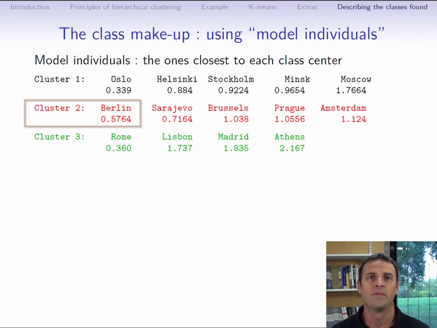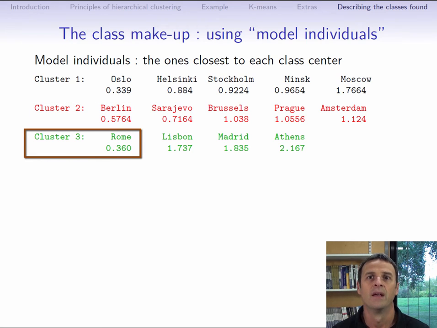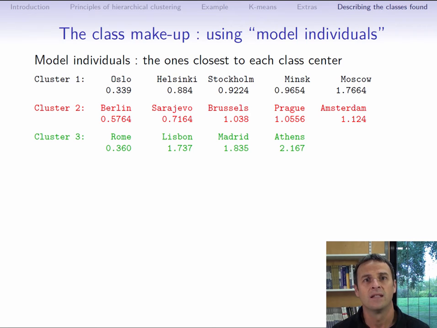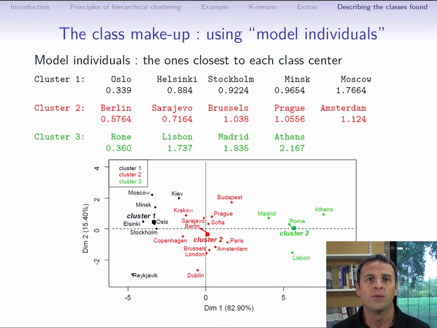In class 2, it's Berlin that's the closest to the center, and for class 3, Rome. People who have done a lot of data analysis already know that these model individuals will be quite useful to us. Here we show how we can put these model individuals on the factor plane. Here is the center of gravity of class 3, and here the model individual Rome.